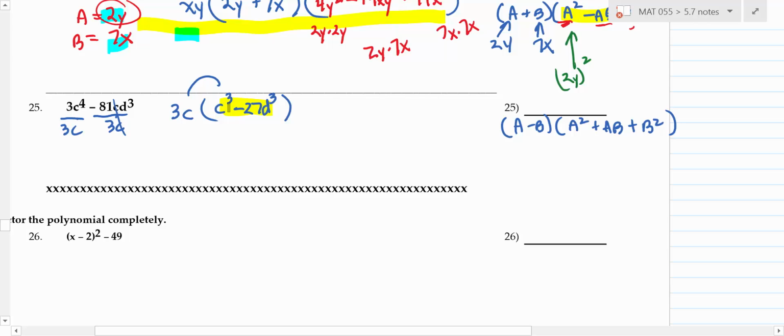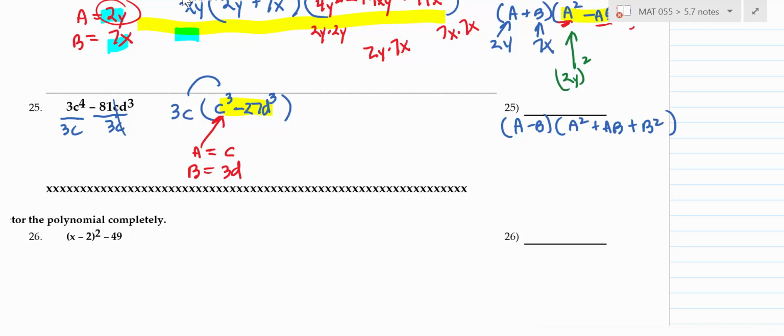Is that logical to everybody? How do you know? You got third powers. And 27 is a cube. How come? Because 3 times 3 times 3 is 27. So what you're doing now is A would be what in this problem? C. What would B be? 3D. Everybody got that? Okay.